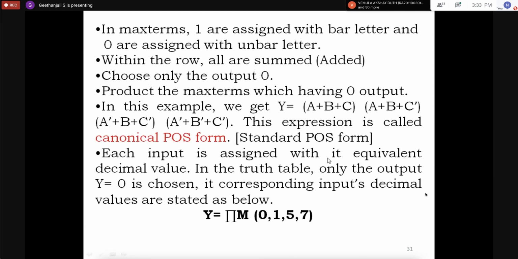Each input is assigned its equivalent decimal value in the truth table. Only the output y equal to 0 is chosen. Its corresponding inputs' decimal values are stated as below. The remaining are max terms, so capital letter M.